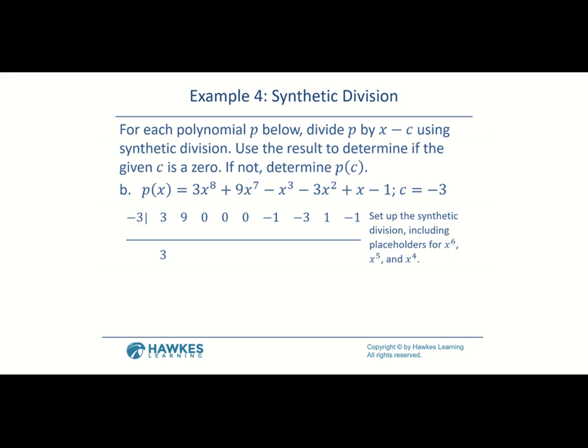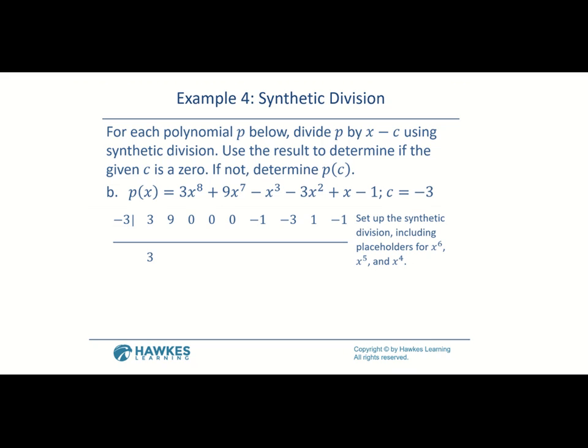Now, if you notice, when they wrote it out up here, they did add in a whole bunch of zeros because we don't have placeholders. We have x to the 7th, so we need x to the 6th, x to the 5th, and x to the 4th. So they added in those zeros as placeholders to help us out. And you would want to do that on your problem when you're writing out the coefficients.